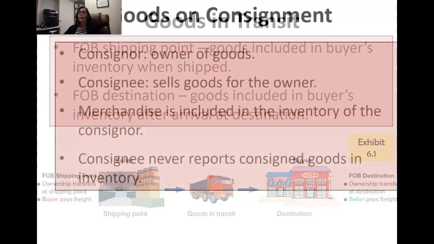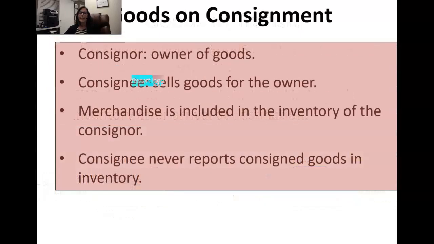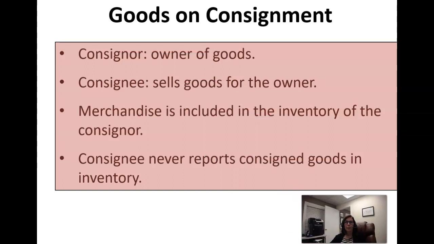Let's see. Goods on consignment. So as I had said previously, there are times where we may have goods that are in someone else's showroom but still belong to us. The terminology to pay particular attention to here is the consignor. So the consignor owns the goods. The consignee is the one who sells the goods. That would be a consignment store.